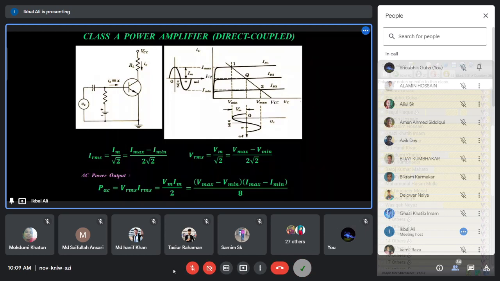The most inefficient power amplifier is what we are going to discuss. Why am I saying this? This is the most inefficient power amplifier we are going to discuss. That is the class A power amplifier, which is direct coupled. We have discussed the philosophy of class A with the small signal amplifiers. Class A means the full signal you will get at the output of the amplifier. But that is for a small signal. That means the input signal should be small.